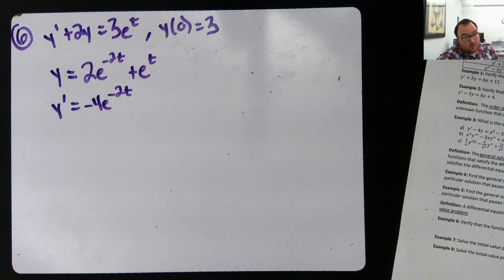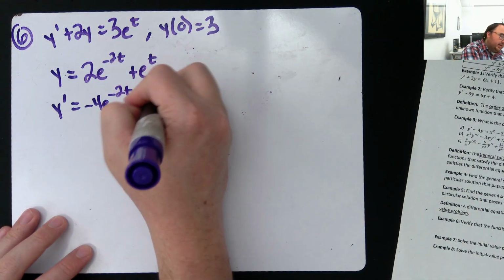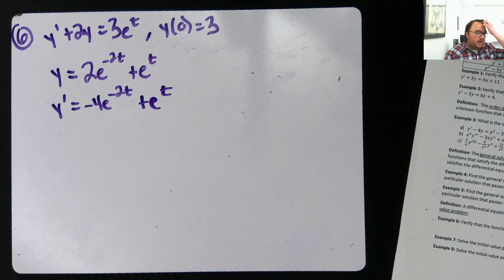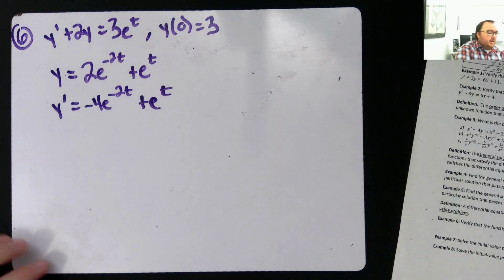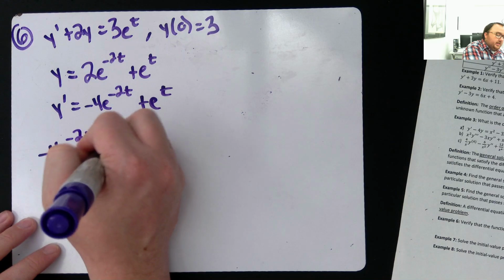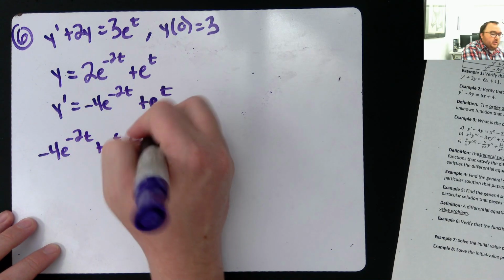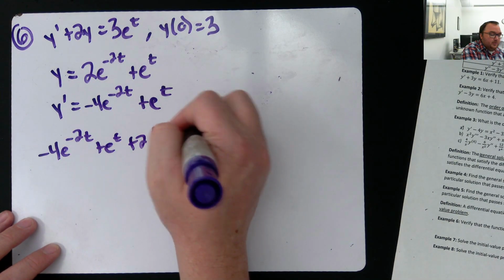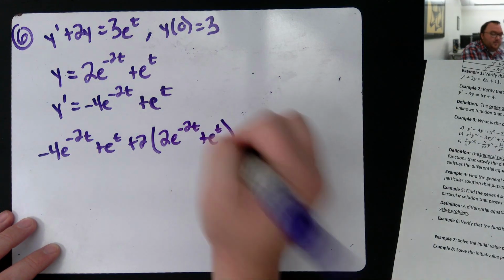And then this one is really easy. The derivative of e is just e, so plus e to the t. That is the derivative of y. So now plugging that in, y prime we said was negative 4e to the negative 2t plus e to the t, plus 2 times y, which is 2e to the negative 2t plus e to the t.